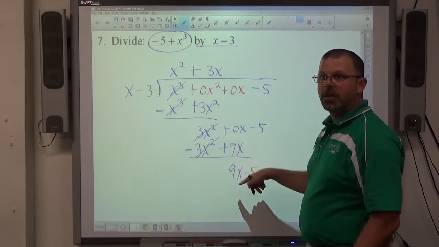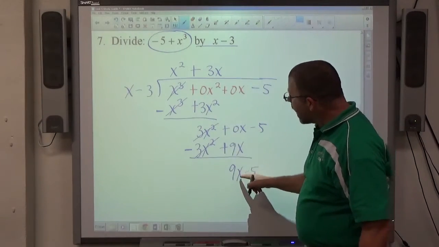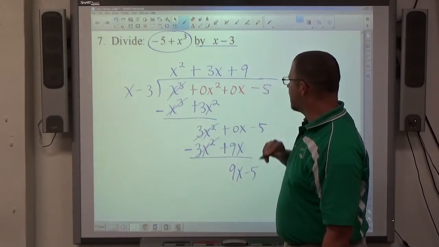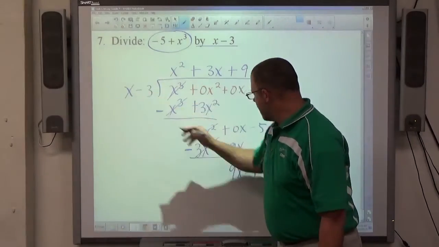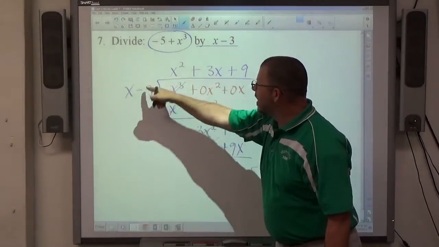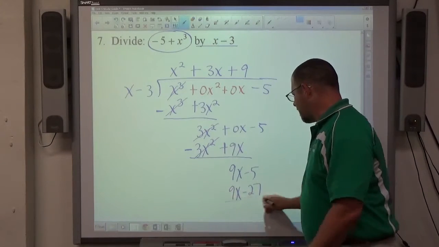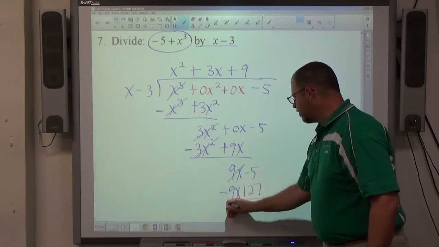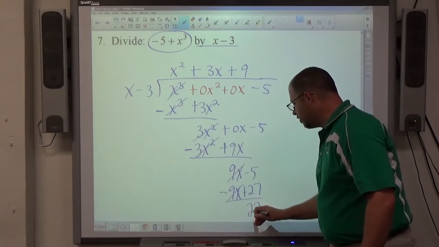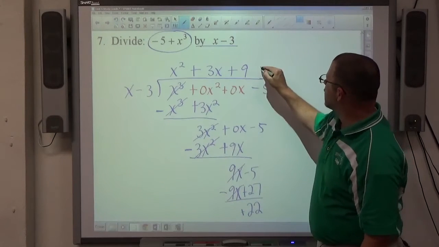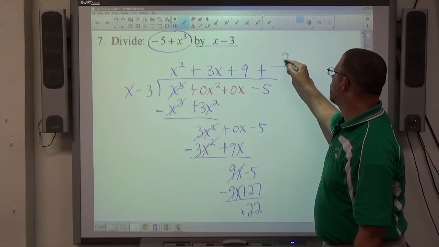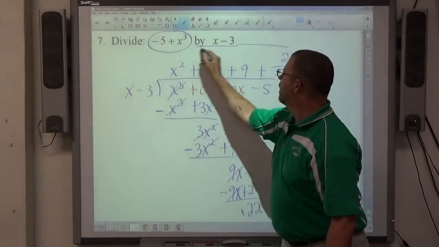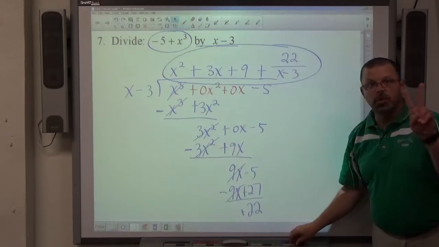We continue to have an x over here, so we continue to divide. 9x divided by x. Positive divided by positive makes a positive. 9x divided by x makes 9. The x just disappears. 9 times x is 9x. 9 times negative 3 makes negative 27. For my binomial product, change both signs. 9x minus 9x cancels. Negative 5 plus 27 equals 22, which is positive. Since it's positive, I put a plus sign. My remainder term is always the remainder value, 22, over the divisor, x minus 3. There is my quotient.